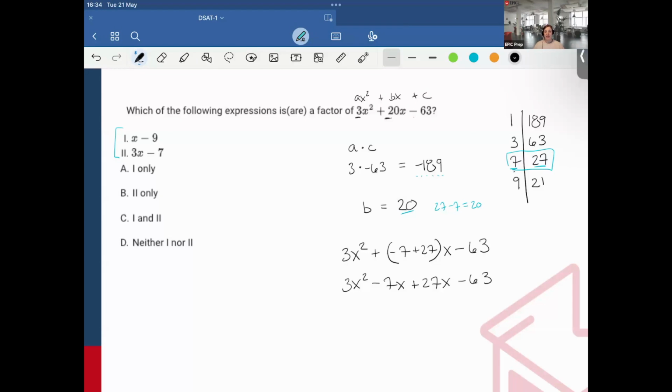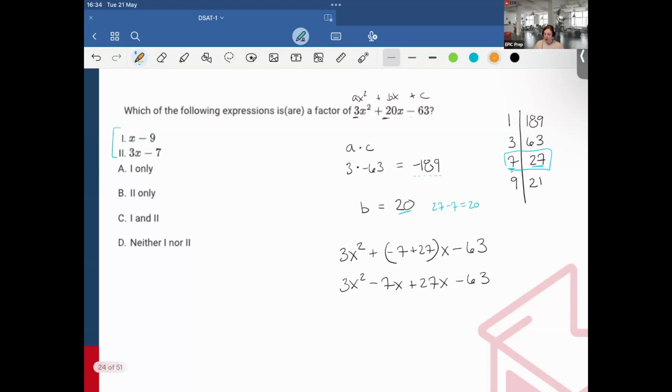So now I can see that I have two groups essentially. I want to look at these as group 1, group 2, and then find the greatest common factor of each group. For 3x squared minus 7x, that would just be x, and then 3x minus 7. For 27x minus 63, the greatest common factor there would be 9, and then this would become just 3x minus 7. Oh my goodness, we see how I have 3x minus 7 in both of them.